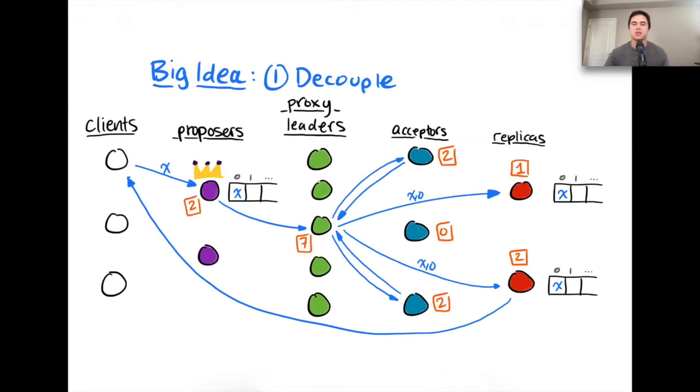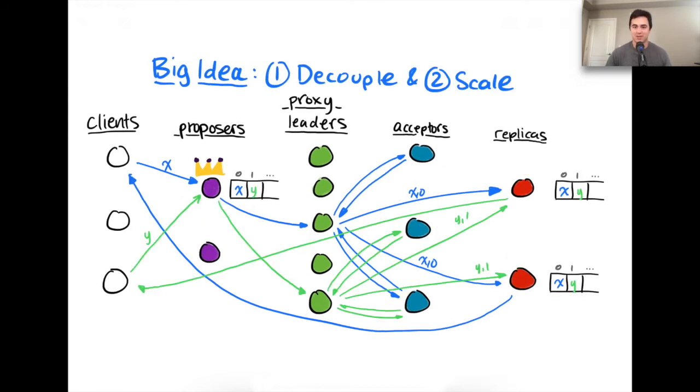How does this eliminate the leader as a bottleneck? Well, if we look at the number of messages every component has to touch per command, we see that the leader has gone from sending and receiving 7 messages to now just sending and receiving 2. This eliminates, or at least alleviates, the leader as a throughput bottleneck. But note that the proxy leader now has to touch 7 messages. So have we really eliminated the bottleneck or just moved it into the proxy leaders?